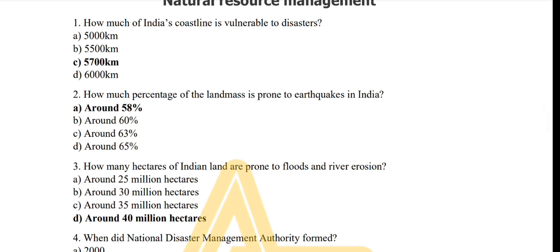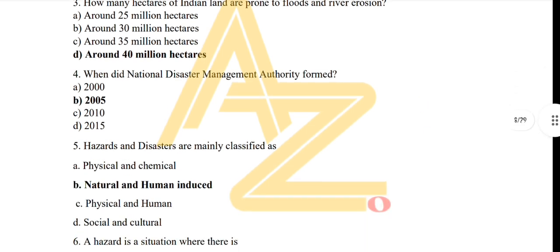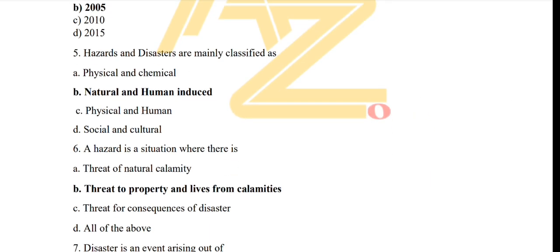So, how much of India's coastline is vulnerable to disaster? 5,700 kilometers. What percentage of the land mass is prone to earthquakes in India? Around 58%. How many hectares of India's land are prone to floods and river erosion? Around 40 million hectares. When was the National Disaster Management Authority formed? 2005. Hazards and disasters are mainly classified as natural and human induced.